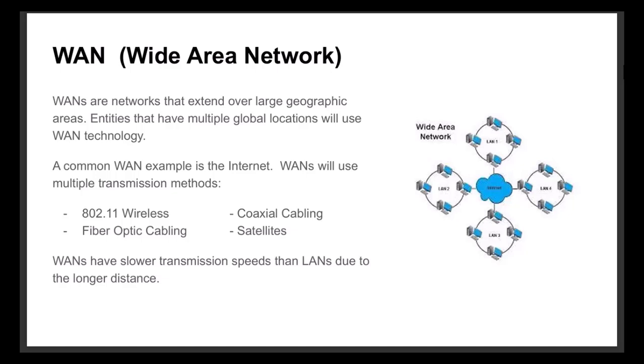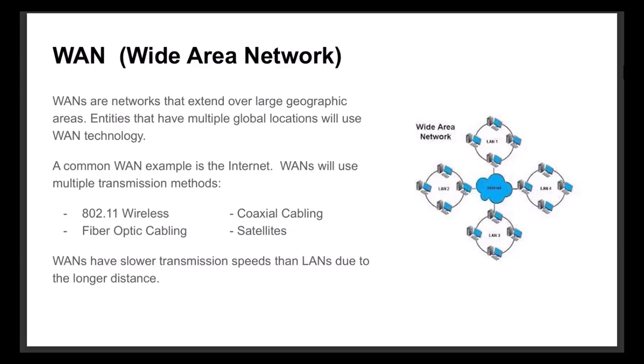Our next network type is a WAN, W-A-N. This is a wide area network. Wide area networks are ones that extend over large geographic areas. There are two common structures for wide area networks.